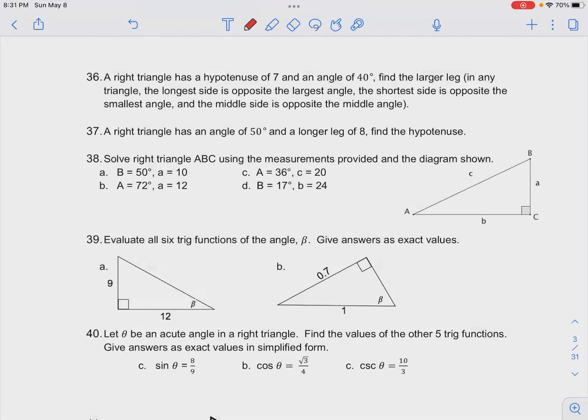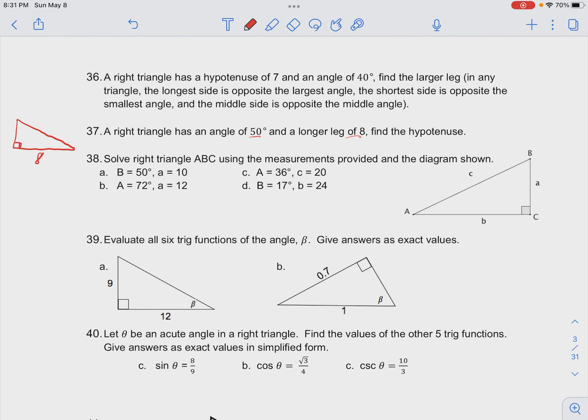In number 37, in your class trig for right triangle trig, we want to find the hypotenuse of a triangle that has an angle of 50 degrees and a longer leg of 8. So looking at this problem, we can draw out a triangle. We know that we have a longer leg and a shorter leg. We know that the longer leg has a measure of 8.